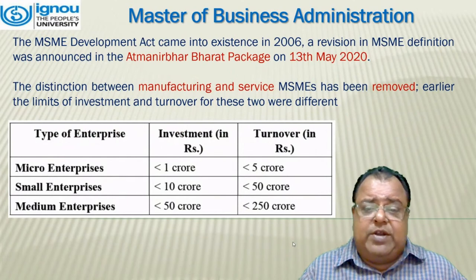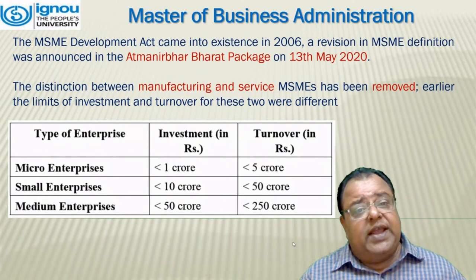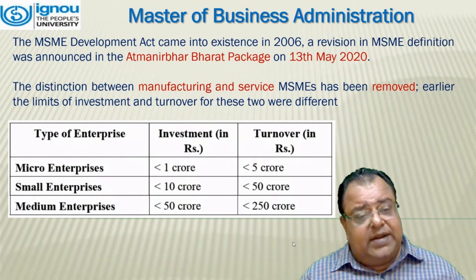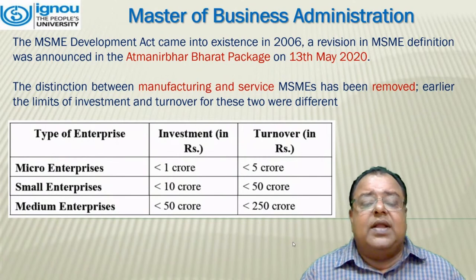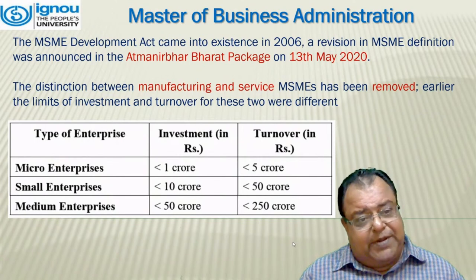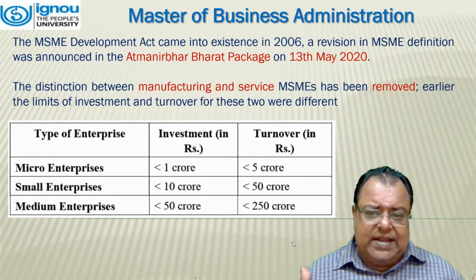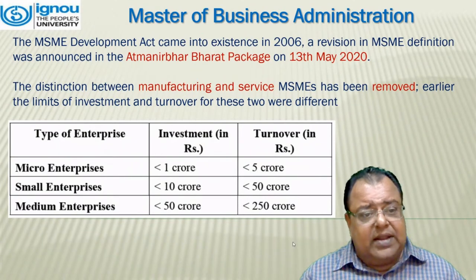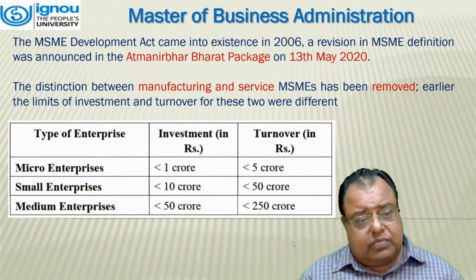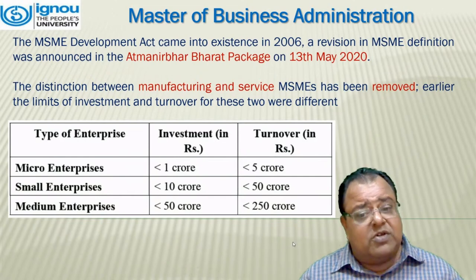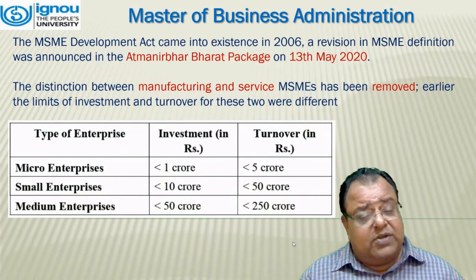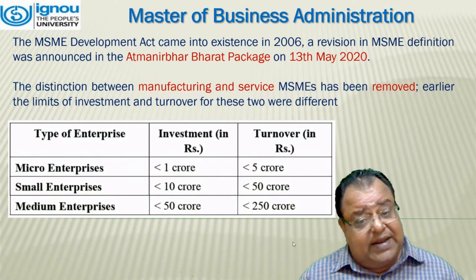The MSME Development Act came into existence in 2006, and there was a revision in 2020, in the name of the Atmanirbhar Bharat Package, which was launched on 13th May 2020. Now, the distinction between manufacturing and service MSEs has been removed. Earlier, the limits of investment and turnover for these two were different. You can see that for micro enterprises, investment was less than 1 crore and turnover was less than 5 crores. For small enterprises, investment was less than 10 crores and turnover was less than 50 crores. And for medium enterprises, investment was less than 50 crores and turnover was less than 250 crores.